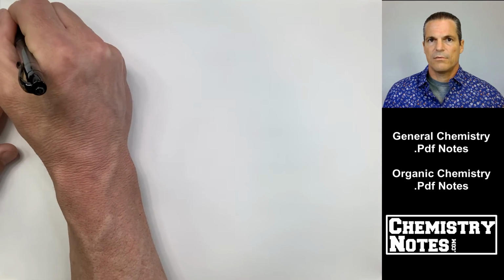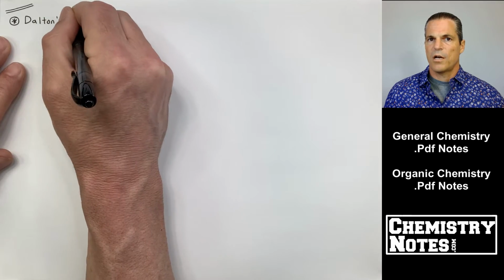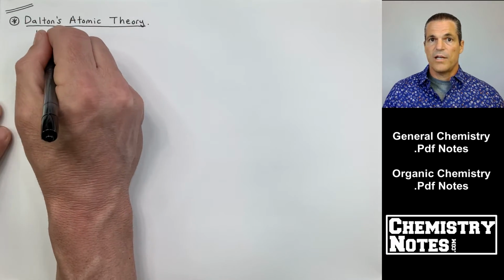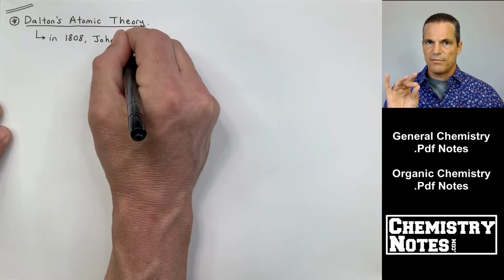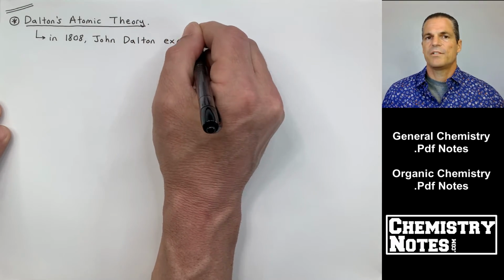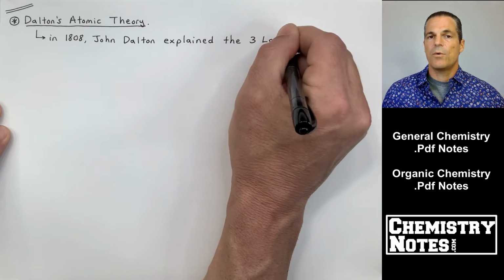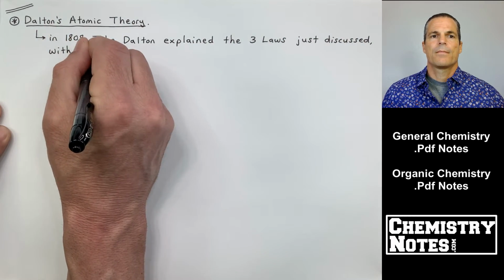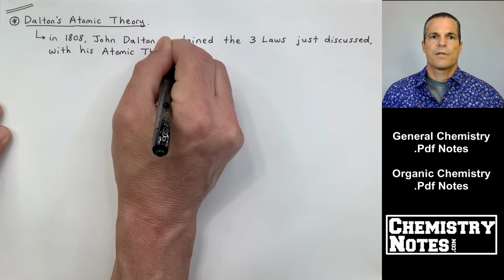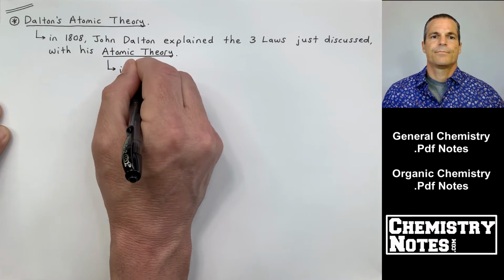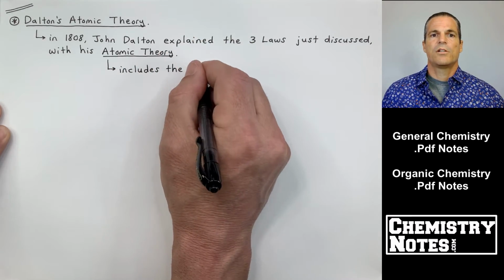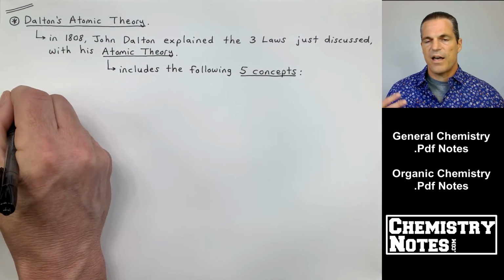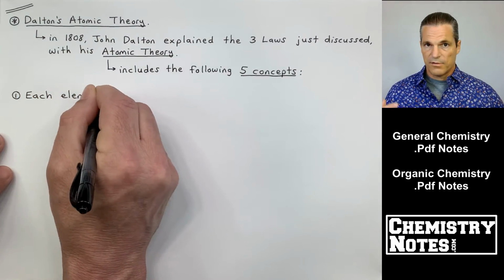Okay, now I spoke a little bit earlier about this, but now I want to talk about Dalton's atomic theory. He's got 5 postulates or 5 statements, and he did this a long time ago, and only 2 of those 5 statements need to be corrected slightly. So, 200 plus years ago, in 1808, John Dalton explained the 3 laws just discussed with his atomic theory. Today we refer to it as Dalton's atomic theory. Now, that atomic theory includes the following 5 concepts. 5 statements, 5 postulates, 5 concepts, whatever you want to call it. There's 5 listings here that he makes.